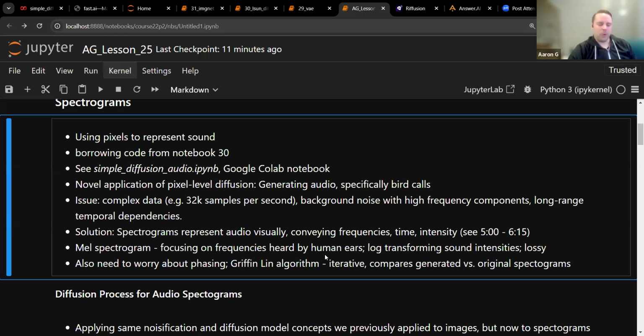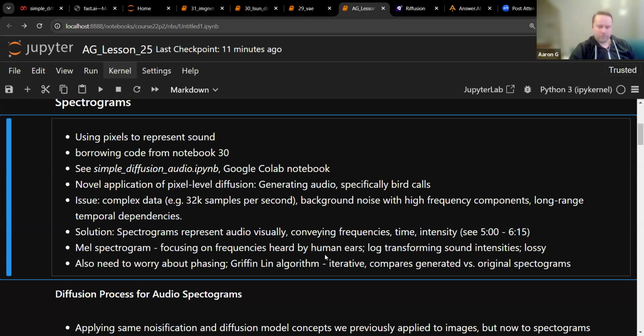Because we're interested in reproducing sounds that are realistic to human ears, they use something called a MEL spectrogram. Really that just focuses on the frequencies that we can hear. We don't care about whether bats can hear it, right? A realistic reproduction or not for this kind of example.